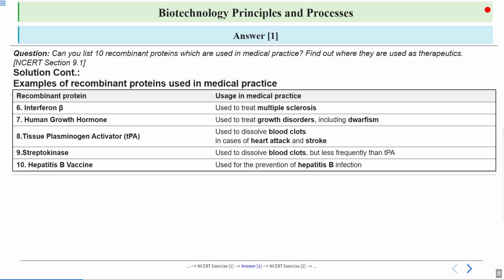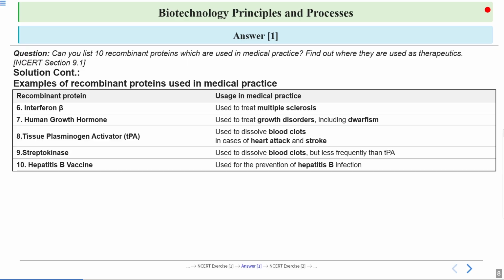The ninth is streptokinase, a very important recombinant protein, used to dissolve blood clots but less frequently than TPA. These two are used for dissolving blood clots in our body. The tenth one is the hepatitis B vaccine, very important, used for the prevention of hepatitis B infection. So these are some of the recombinant proteins that are developed with the help of recombinant DNA technology and used in medical practice.